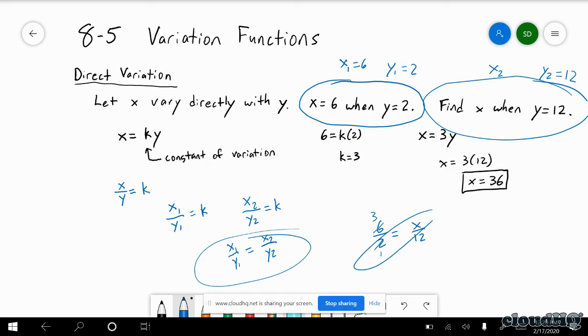Cross multiply now. 1 times x is equal to 3 times 12. So we see that x is 36. Didn't we get the same answer? And we did it without having to figure out what k is. Let's take another problem just like this, and I think we can solve it probably a little quicker.